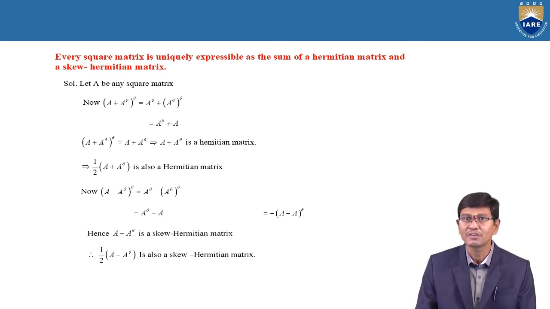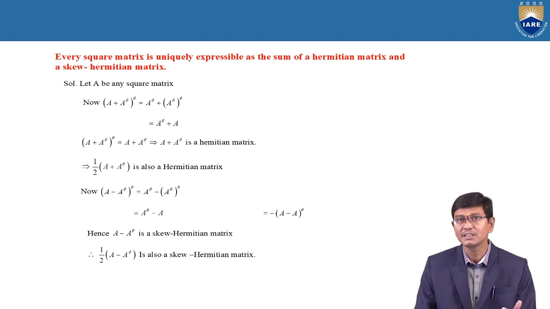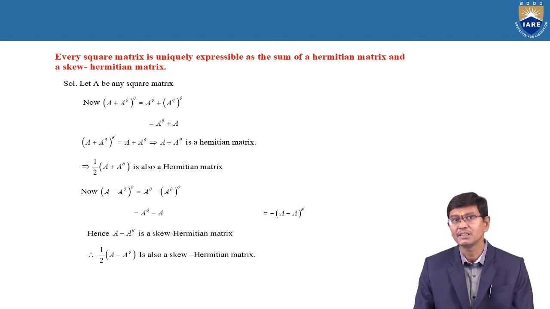by the property, A^θ + (A^θ)^θ, which is equal to A^θ + (A^θ)^θ. We also know that (A^θ)^θ is A only. Therefore, (A + A^θ)^θ is changed to A + A^θ. Therefore, the given matrix clearly satisfies the condition, so this matrix is said to be a Hermitian matrix.